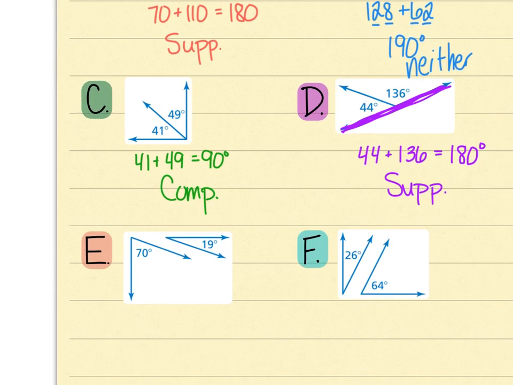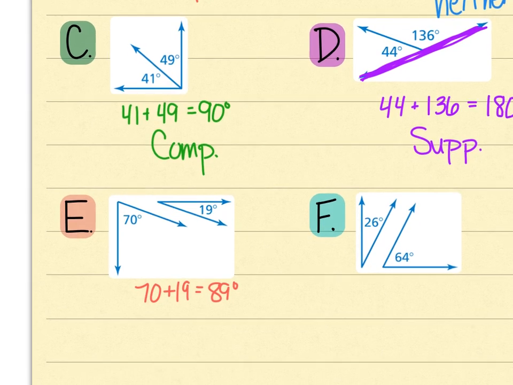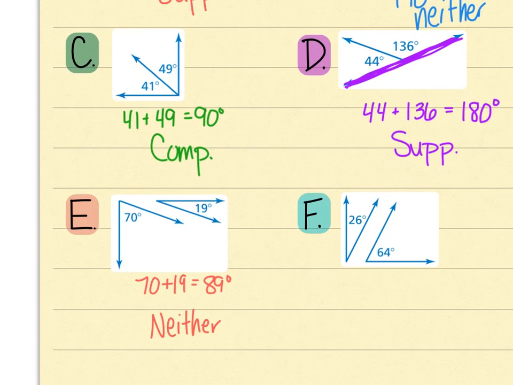And then example E, we've got two angles that, again, aren't adjacent. Let's see what they would add to. 70 plus 19 is going to be equal to 89. So they're almost complementary, but not quite, right? So I'm going to put neither. It has to be exactly 90 for them to be complementary, and it has to be exactly 180 for them to be supplementary.